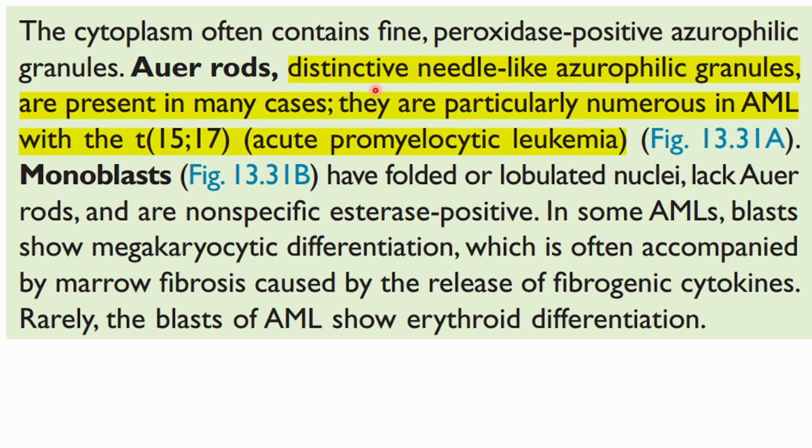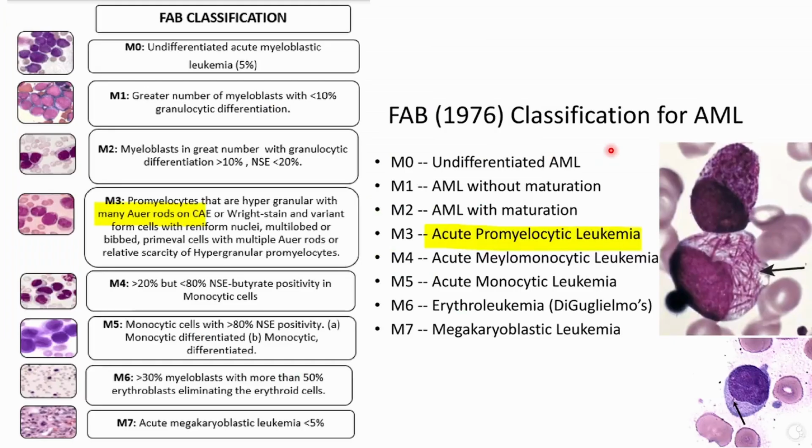Now I hope you understood till here. Distinctive needle-like azurophilic granules are present in many cases. Then it might have gone above the head. They are particularly numerous in AML with t(15;17), which is acute promyelocytic leukemia. So we'll look at that also here.